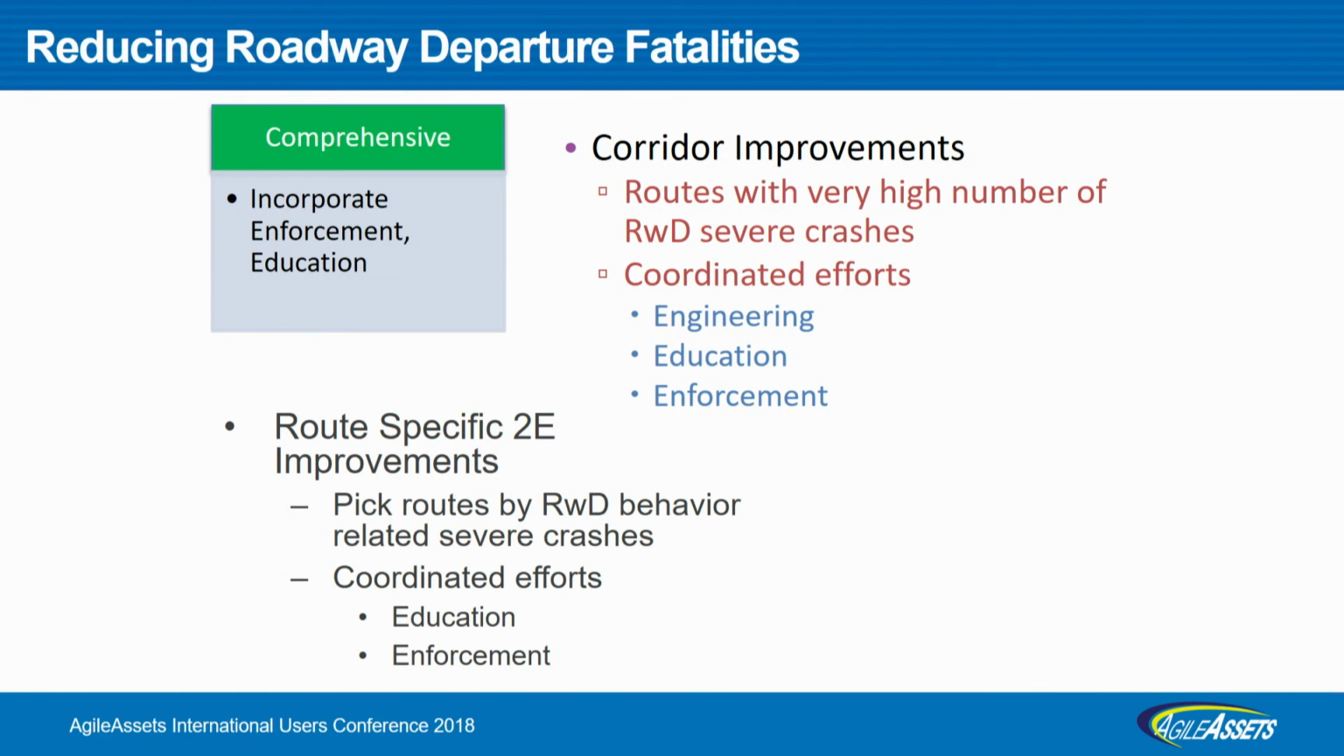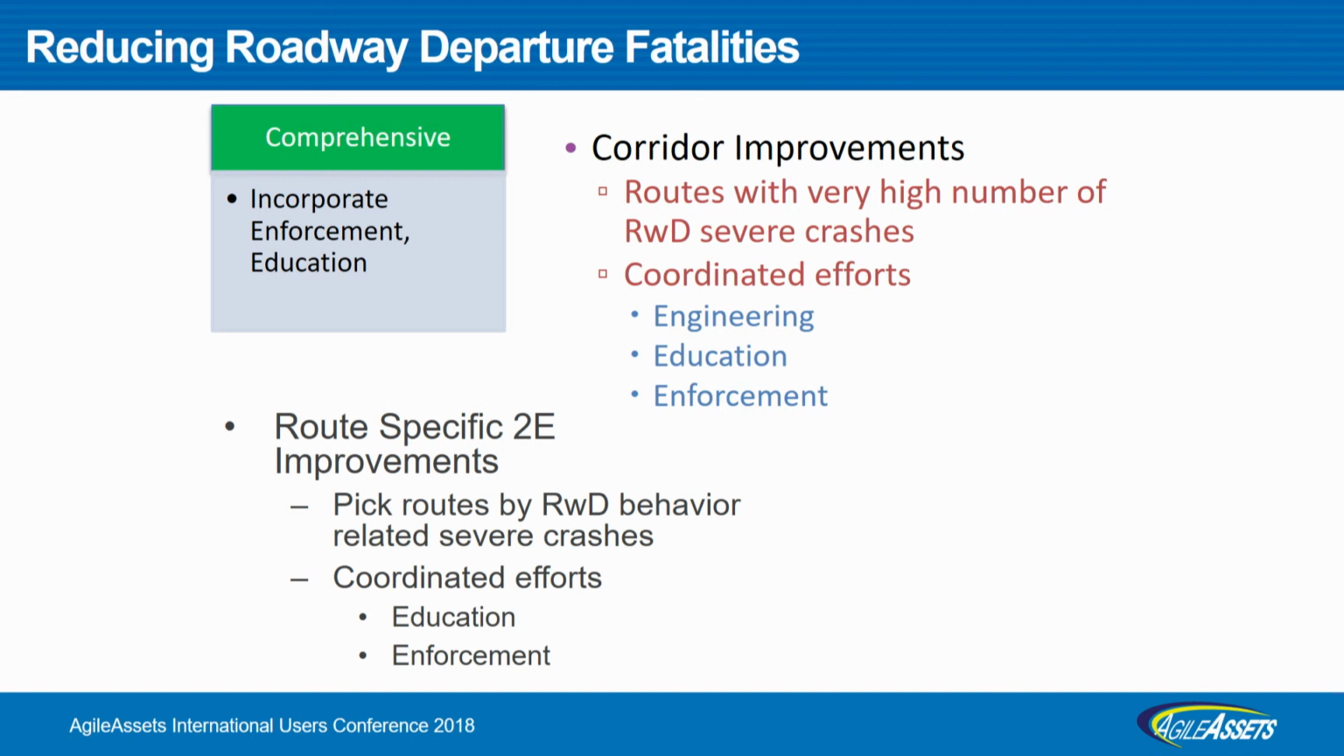And when you do these systemic improvements, you quite often see an overall statewide improvement with a reduction in fatalities instead of just a smaller reduction in one location. And then comprehensive. This just involves incorporating our enforcement and education. Again, we're focusing on areas that have high numbers of roadway departure, severe crashes, and we coordinate the efforts of engineering, education, and enforcement.